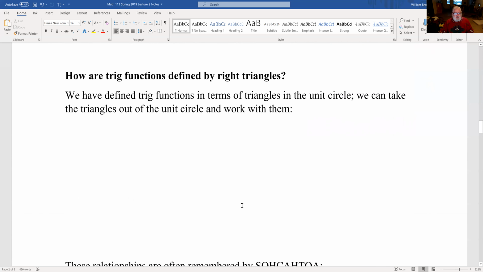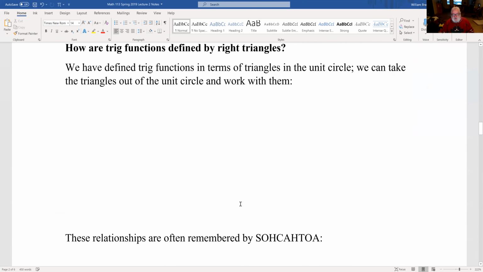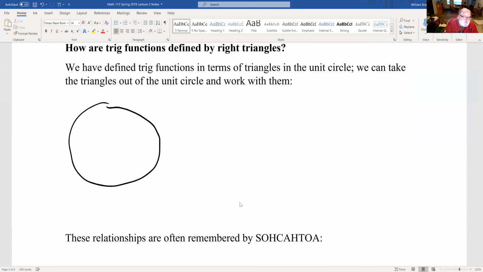So how are trig functions defined by right angles? We've defined trig functions in terms of angles in the unit circle, but we can take them out of the unit circle and work with them a little bit. So here's my unit circle. Here's my angle t. There's my x and y coordinates. And that becomes a triangle like this. And this is the cosine, and this is the sine.